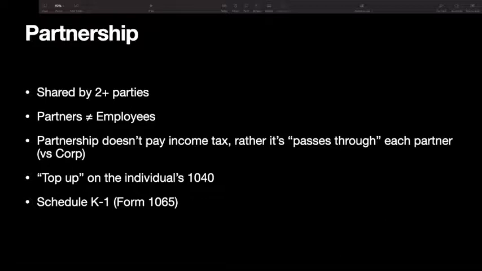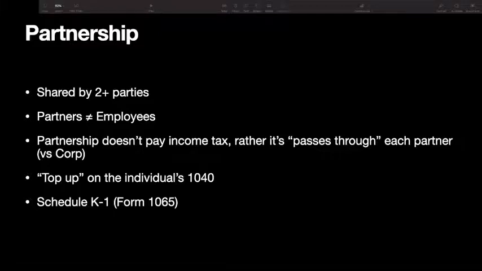So the third bullet, the partnership, the company itself doesn't pay the income tax, because the profit and losses will be passed through to each partner, and then it will be topped up on each one's 1040 form. So that's the biggest difference between the partnership and the corporation, because corporate, they tax on their profit as a whole company. So each shareholder of the corporate will be in a different tax rule compared to the partners of the partnership form.